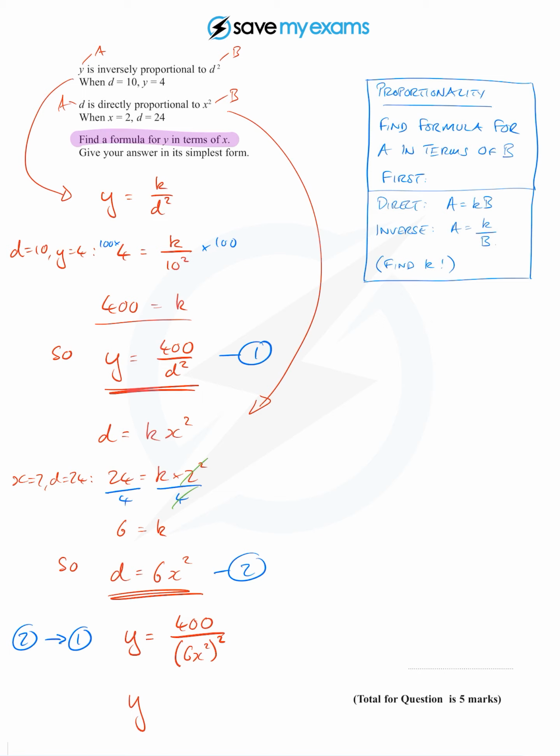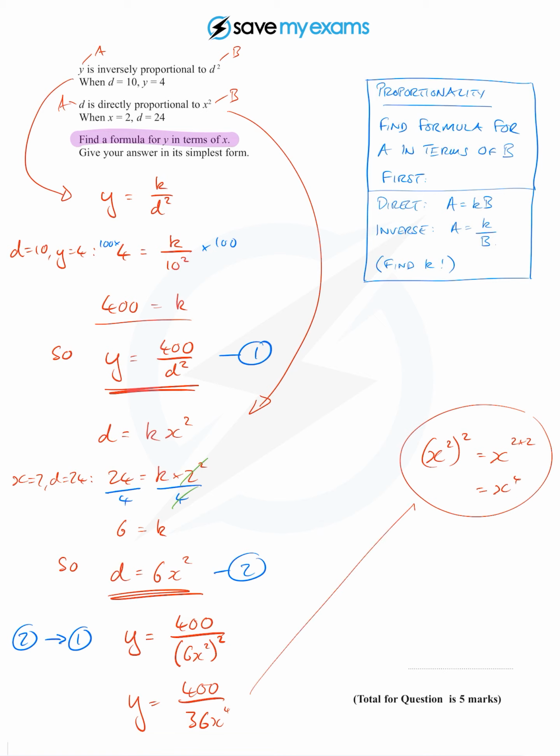And if we do this, we get y equals 400 over, well, 6 squared is 36, and x squared squared. Let's just do that up here, x squared squared. When you raise one power to another, you multiply the powers, and so I get x to the 4. So that is 400 over 36 x to the 4. Oh, hang on. It says give your answer in its simplest form. So I need to do a little bit of cancelling here.